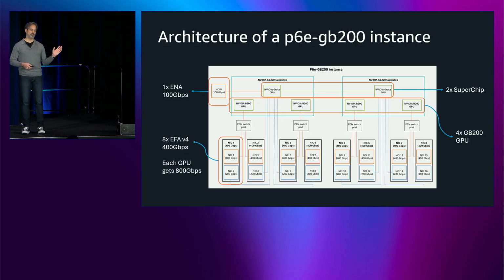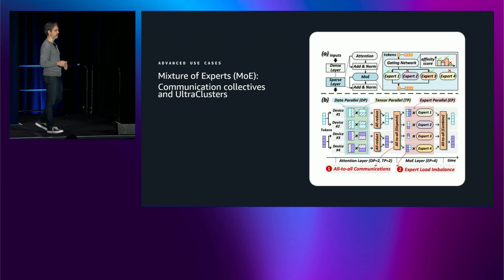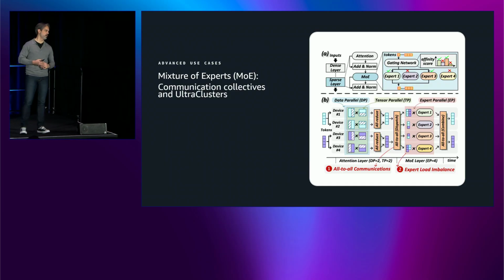So putting it all together, the superchip from NVIDIA, the Grace Blackwell GPUs, and those EFA devices, this is a simple diagram of one of those instances where you have the network devices connected directly to the GPUs. So the GPUs have access to that fast network, and you have the CPU connected to that GPU. How that ties together with mixture of experts, which is an advanced use case.